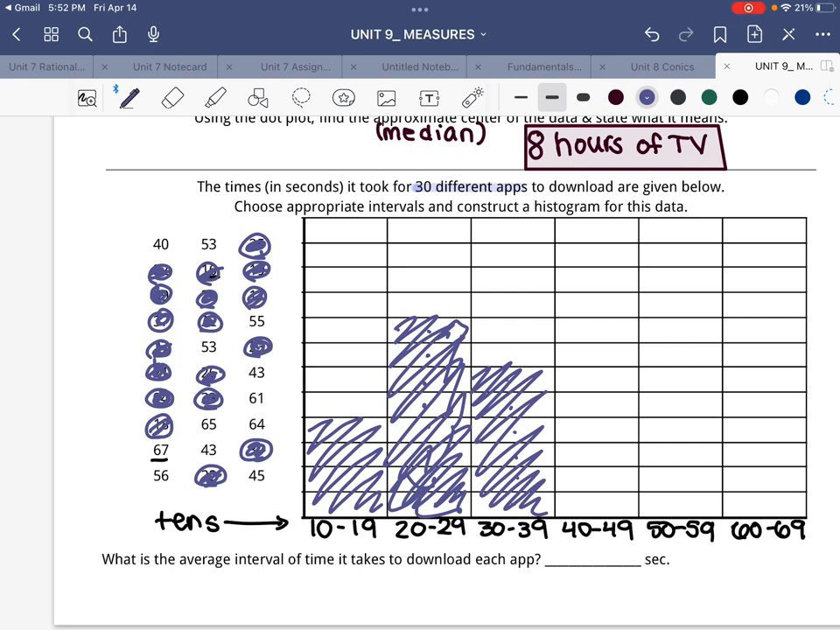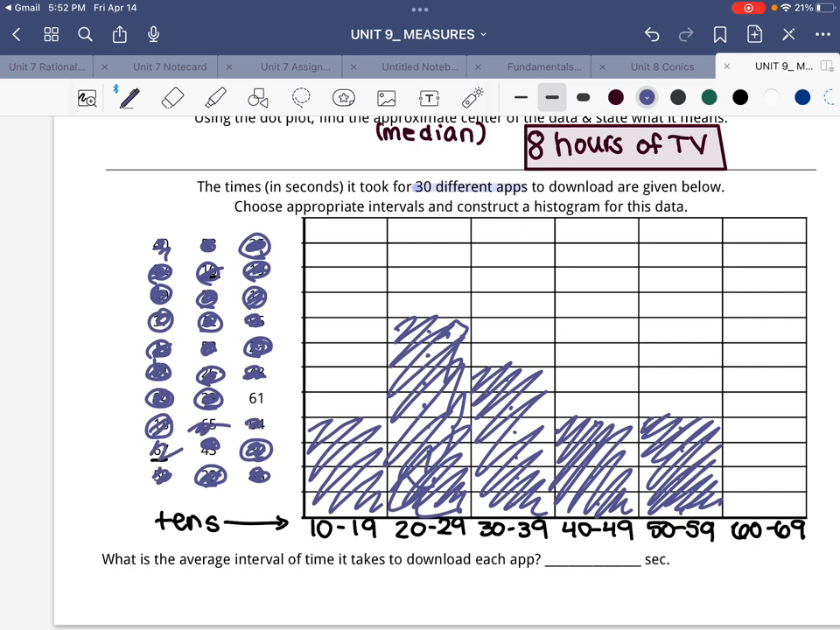Then I do the same thing with the 40s. 1, 2, 3, 4. 50s, 1, 2, 3, 4. And 60s, 1, 2, 3, 4. There you go.